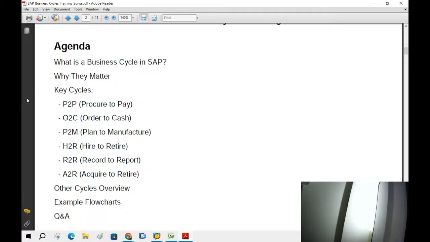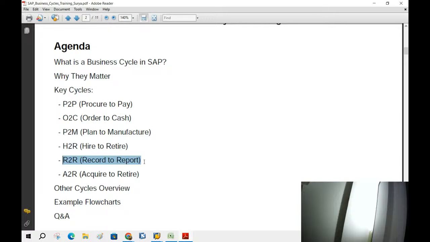So the first three are looking at logistics. Then I am talking about human resource. Then I am coming to the finance module. What is the finance module saying? Record to report. What is record to report?